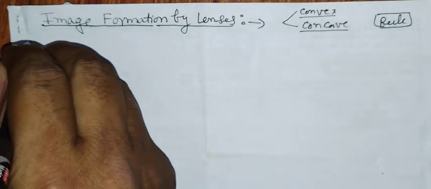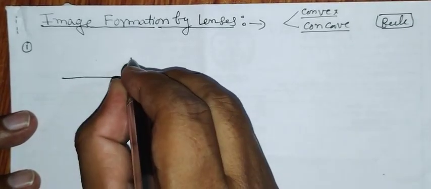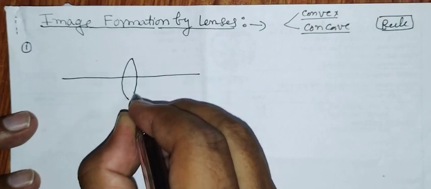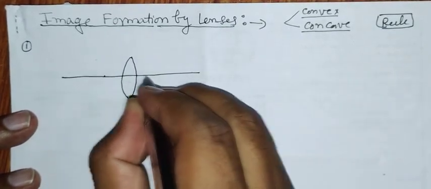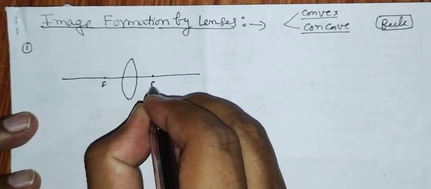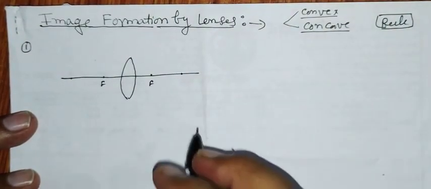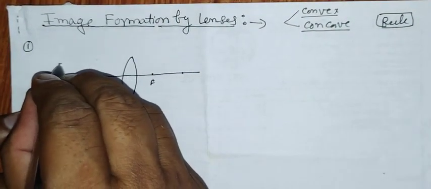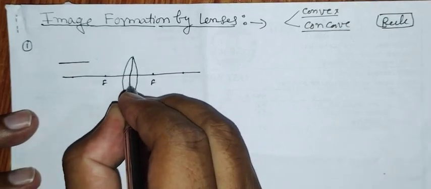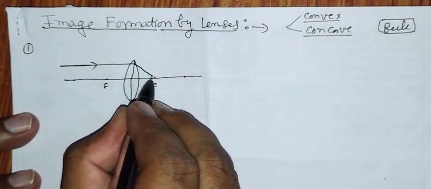In that condition, we are going to make a first rule. The first rule says that in case of a convex lens, let there be two focal points here. Any ray parallel to the principal axis always passes through the focus.